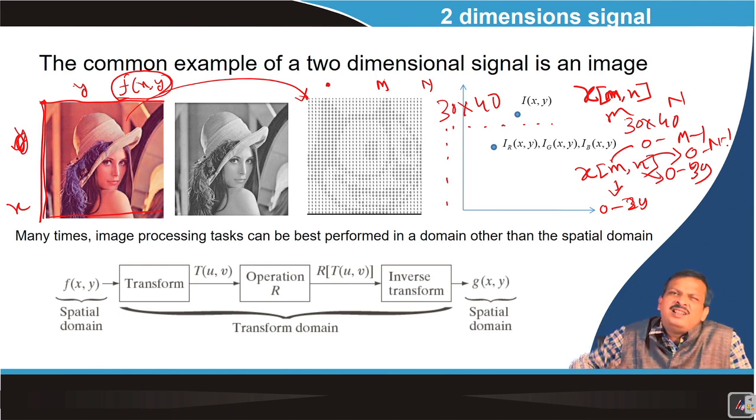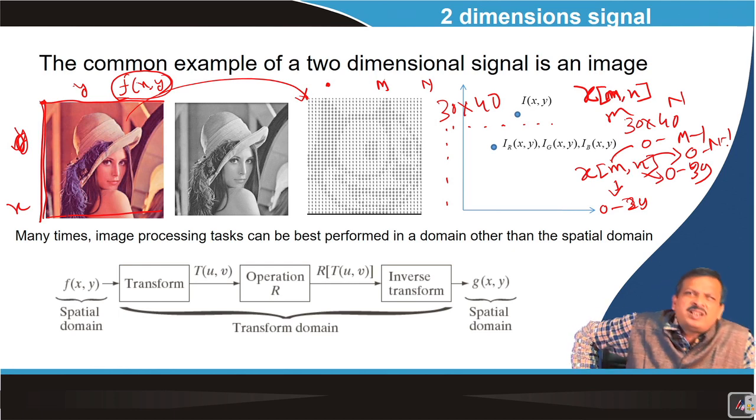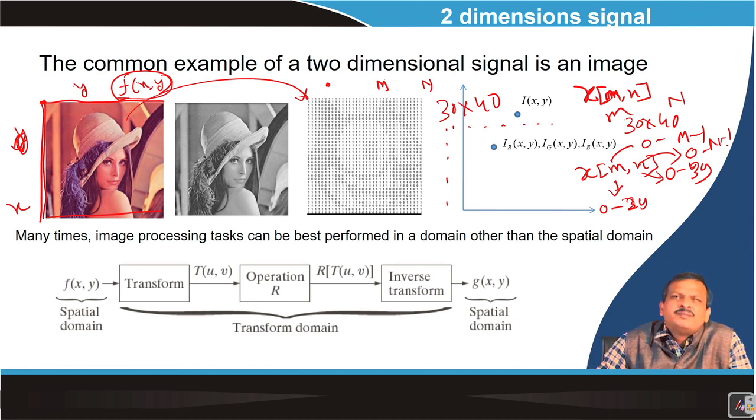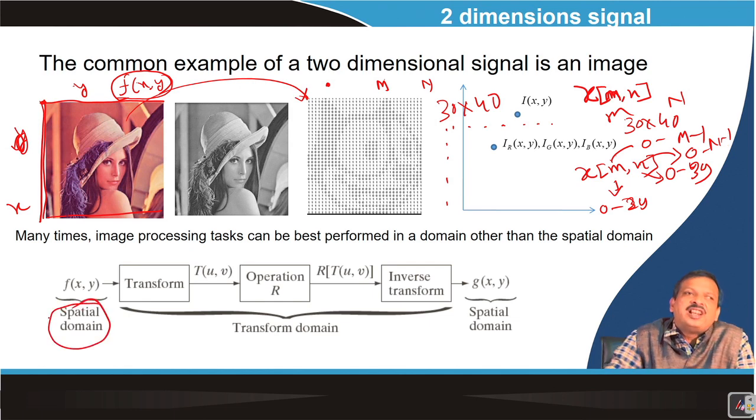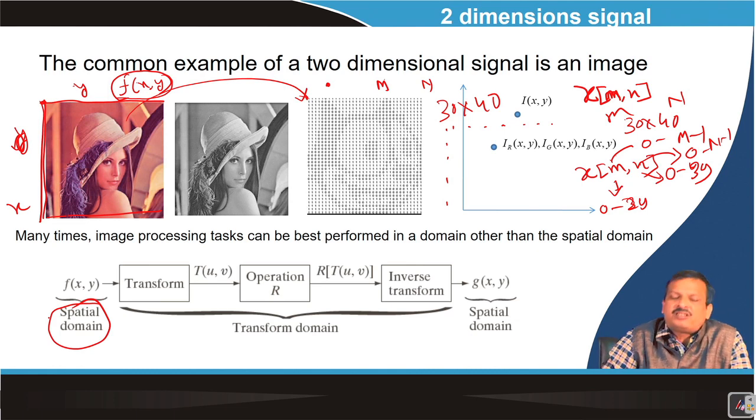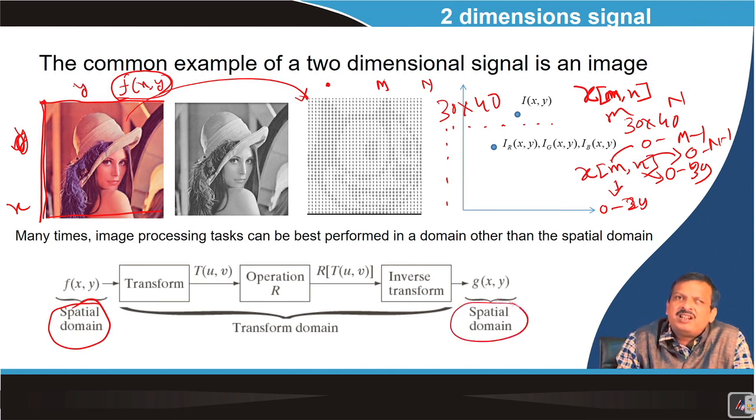People ask, why should I be interested in transforming an image to the frequency domain? Why do I do that? Many times in signal processing, it is required to represent the signal in the frequency domain. So I have a signal in the spatial domain, which is the original image. I can transform it to the frequency domain, do some operation, and again take the inverse transform, and I get back the spatial domain signal.